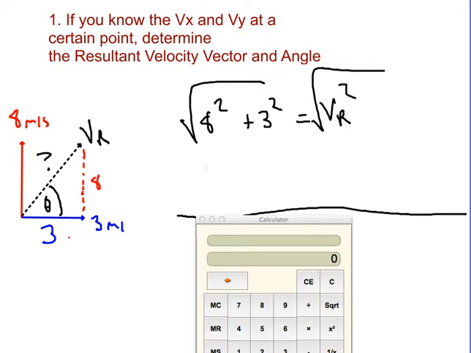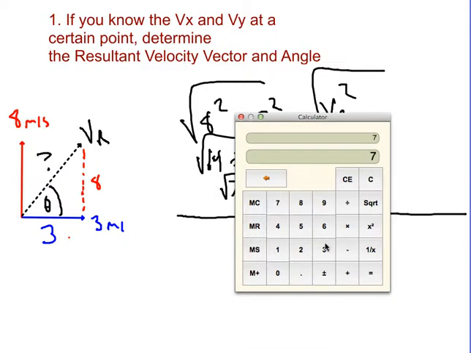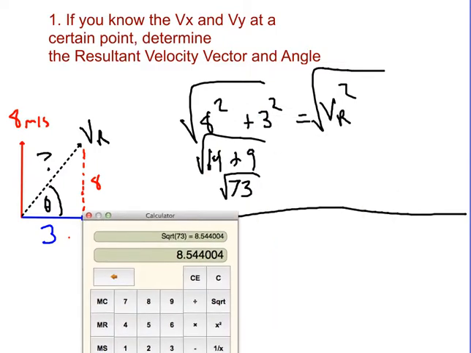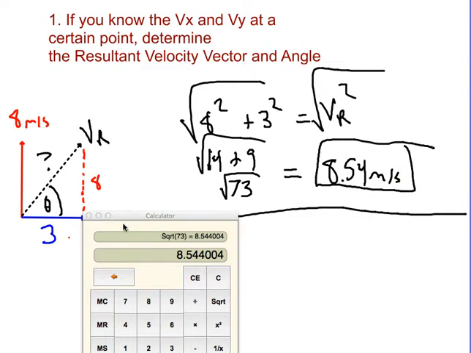64 plus 9 is 73, square rooted, and now I need a calculator. The square root of 73 is 8.54. So it equals 8.54 meters per second. You need your units, it's not just a number.